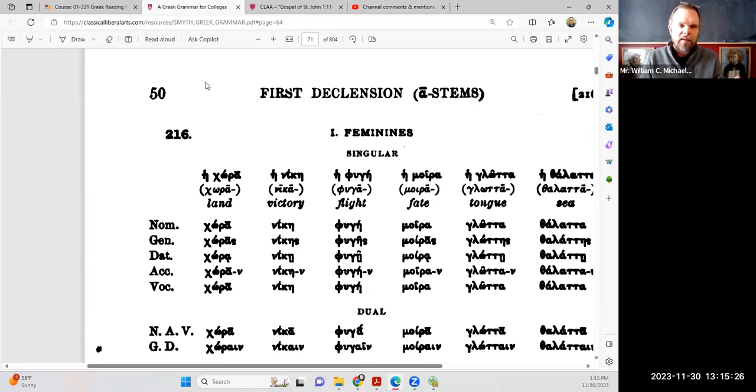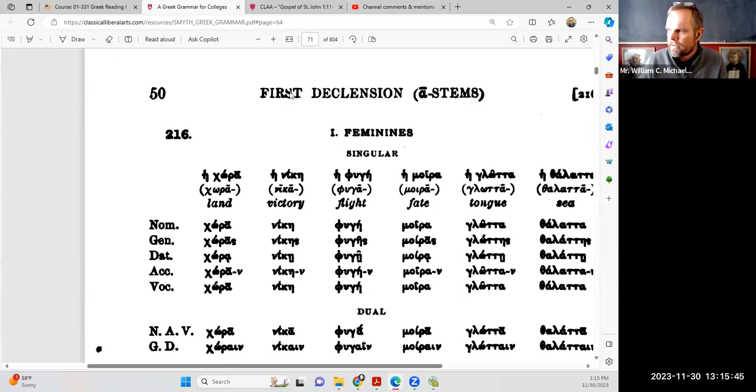So it's not like there's a million forms to learn. There's just a few different sets, and all the nouns in Greek belong to one of those sets. So it's not really that complicated. What we're going to look at today is just the first family, the first declension of Greek nouns.